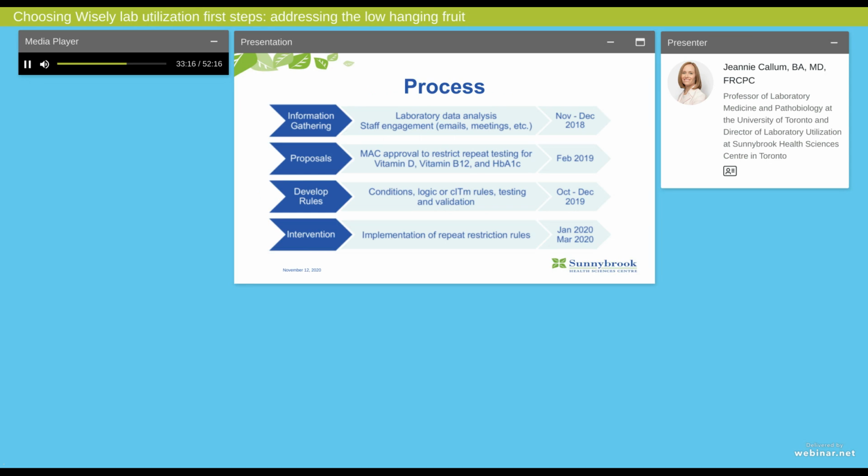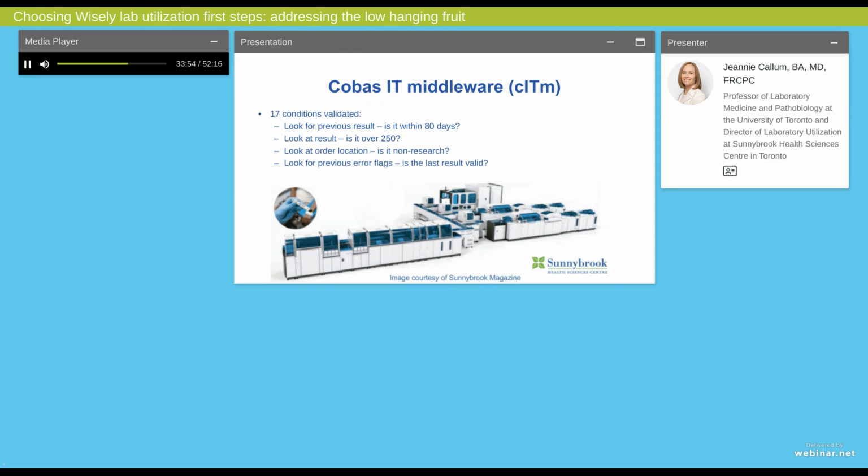And so very similar to other projects, first we gathered information and data and had meetings with people that were ordering these 3 tests. We went to the medical advisory committee and we got them to approve us putting controls so they couldn't have a repeat test. So it was all done above board. It wasn't something sneaky we did in the background. And then Paul Yip worked tirelessly for several months to put in all the logic in the middleware to make this happen and do an extensive validation so we didn't mess up when we went live. And then we implemented the rules in early 2020.